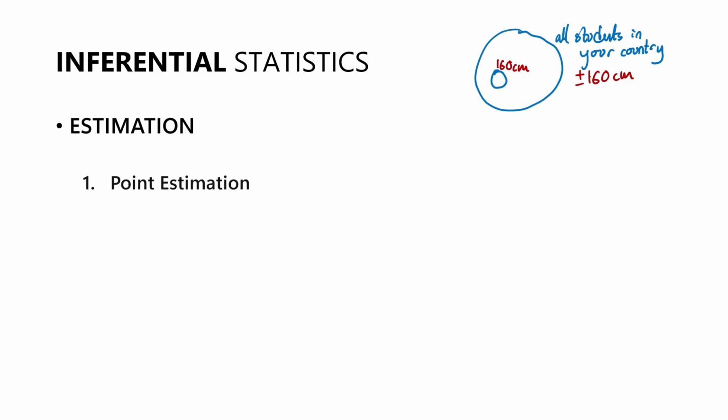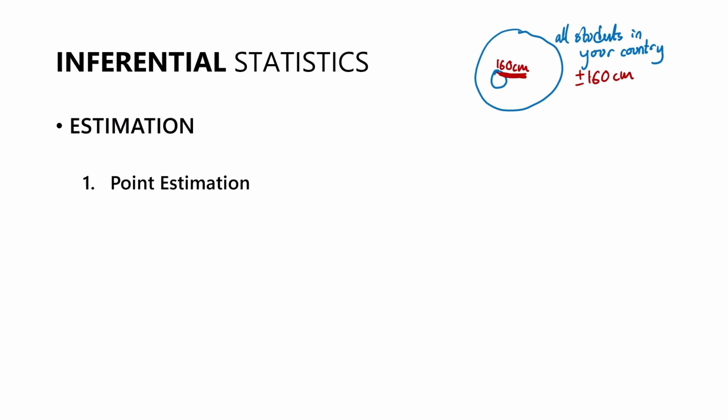Now, there are two kinds of estimation. First, we have point estimation, which is just a single best guess, or using a single number to estimate an unknown population parameter. But of course, real life isn't always that exact. You can't just have one number, as I've mentioned before, say 160 centimeters, to estimate the actual average height of all students in your country.